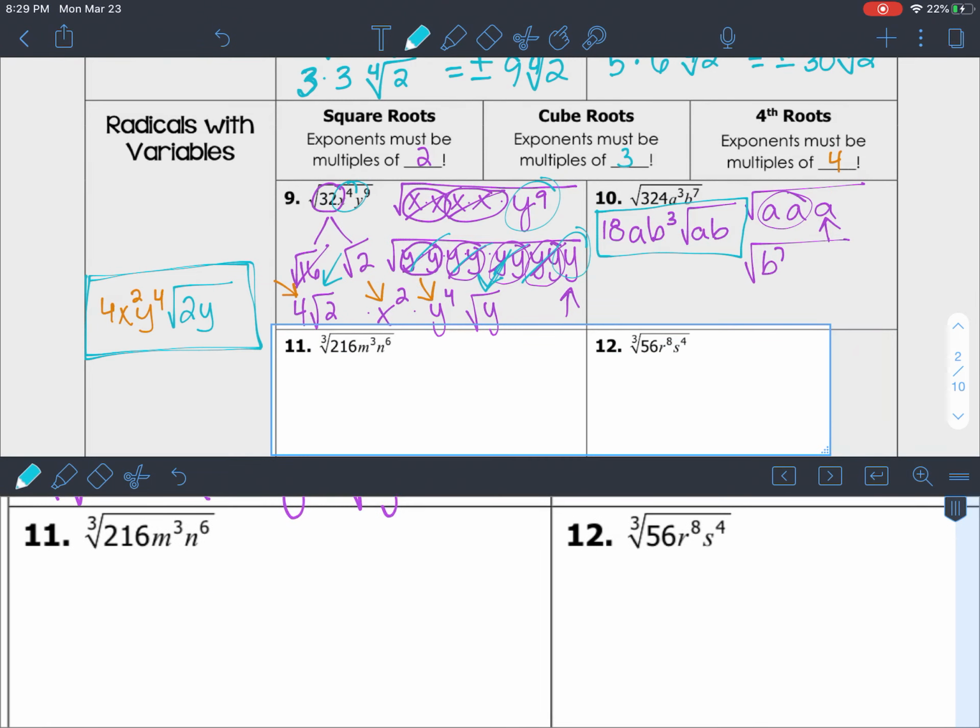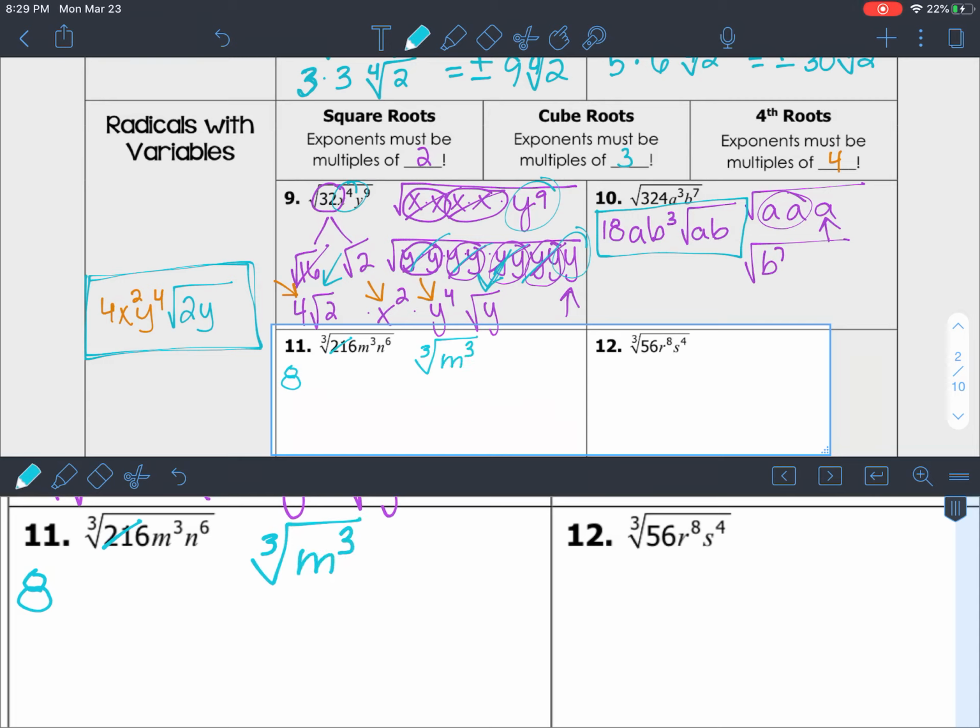Okay, so that's with square roots. A similar thing happens with cubic roots. So with cubic roots, again, we need to talk about the number first. So the cubic root of 216 there, well, that's 6. Oops. So the cubic root of 216 is 6. Okay, that deals with my number.